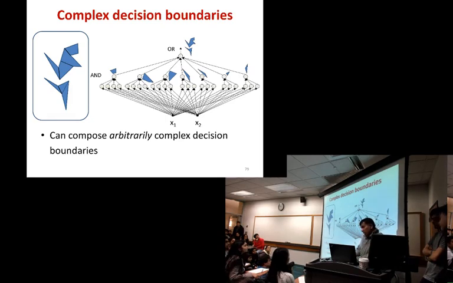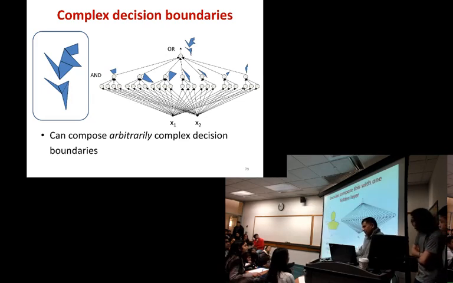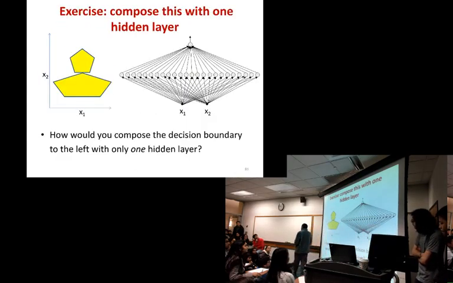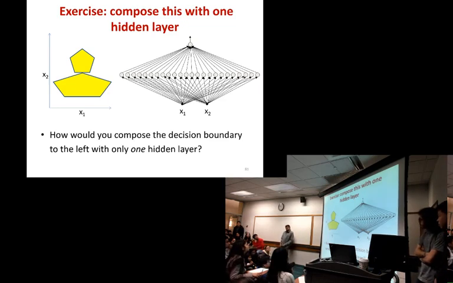Can I do this with just one layer? Basically, look at this complex thing. Something like this. How would I do this using just one layer? Any guesses, any suggestions? Arbitrarily close approximations are also okay.